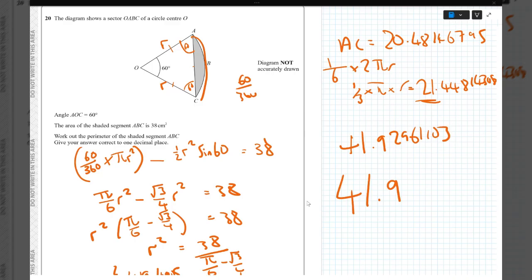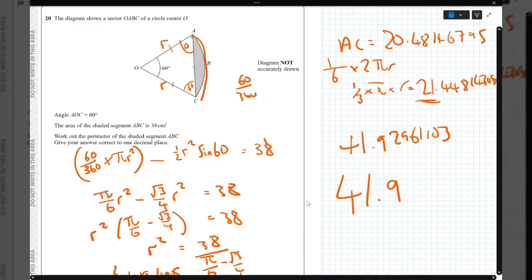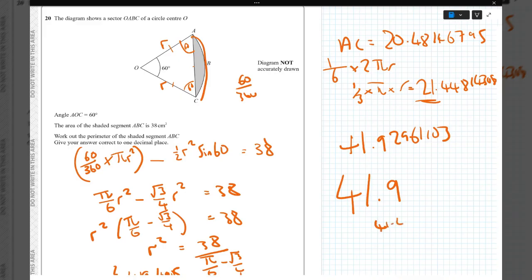So that looks pretty good to me. And I've just had a quick look at the mark scheme. I'm correct, which is brilliant. It's saying allow between 41 and 42. So hopefully it's just removed the risk of any rounding errors.